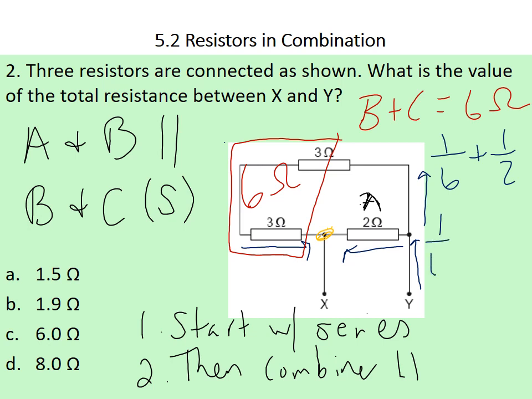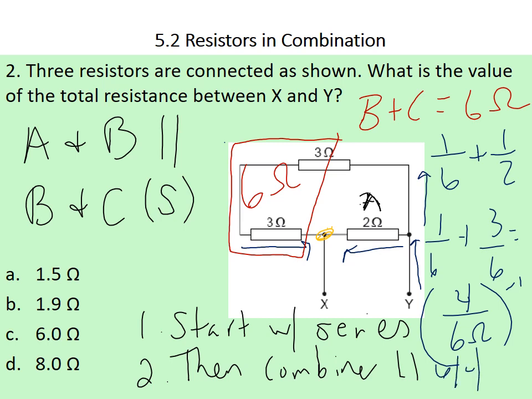I will get a common denominator for my 1 over 2. This will be 3 over 6. 3 plus 1 is 4 over 6. But this is the inverse of the answer, so I need to just flip this. And I get 6 over 4, which simplifies to one of the answer choices here.